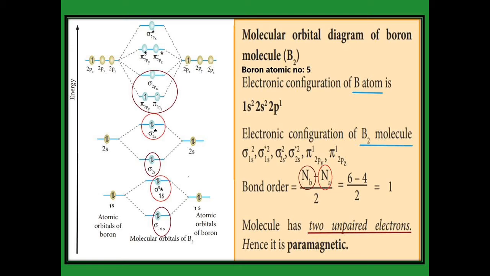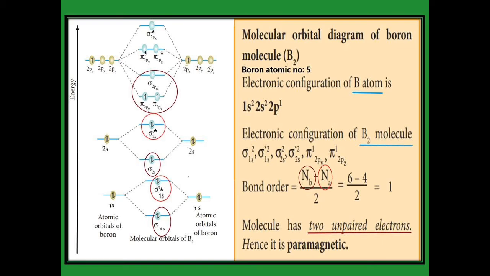You start with sigma 1s. Sigma 1s contains 2 electrons, so sigma 1s2, and sigma star 1s2, and sigma 2s contains 2 electrons, so sigma 2s2, sigma star 2s also 2 electrons, and pi 2py contains 1 electron. We have to write pi 2py1, and pi 2pz also contains 1 electron.